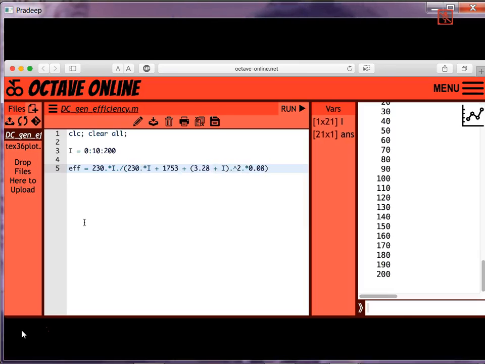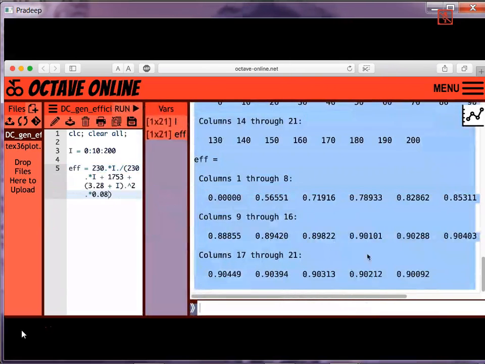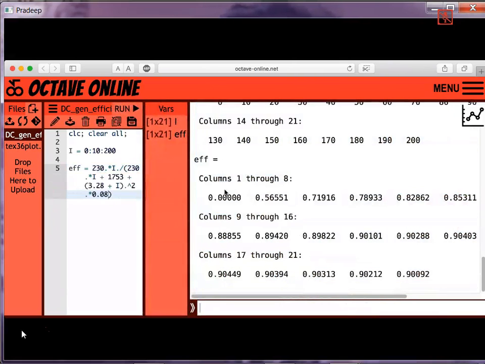Okay, so now hopefully it should not create any error. Let's run and see. Now on the right side, again you can see different values of efficiency are displayed. So efficiency starting at 0%, then 56%, then 71%, then 78.9. Like that, gradually you see the efficiency is increasing.